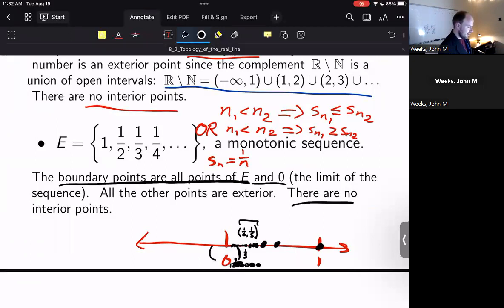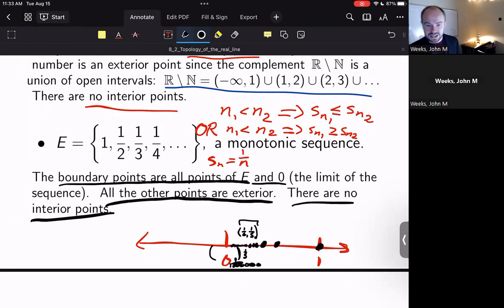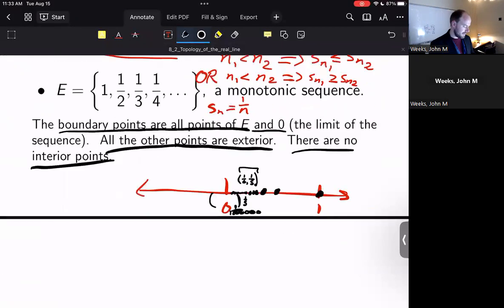Notice that there are no interior points thanks to what we were describing before, which means all the other points here are exterior. So all other points that we have not been describing, the points outside of E and 0, those are all exterior points.